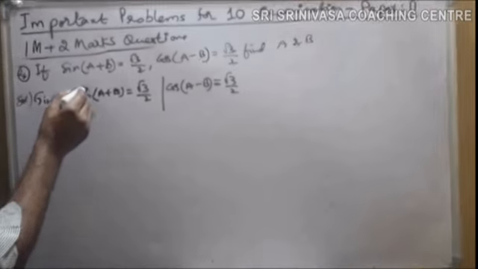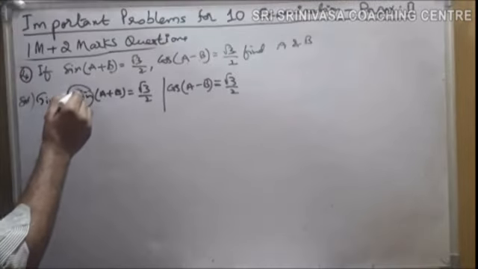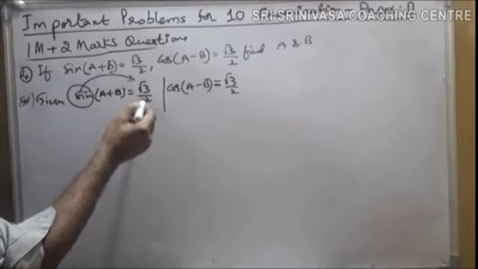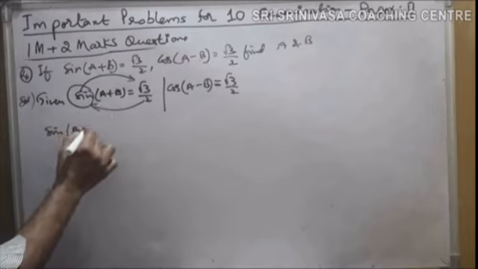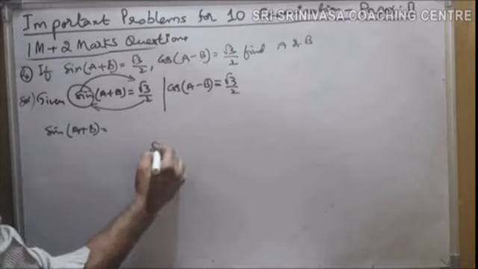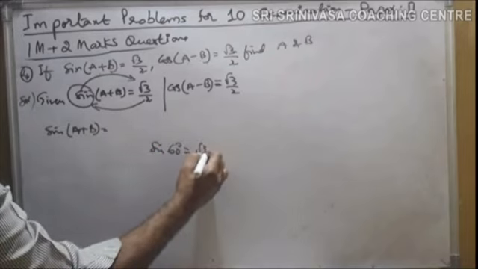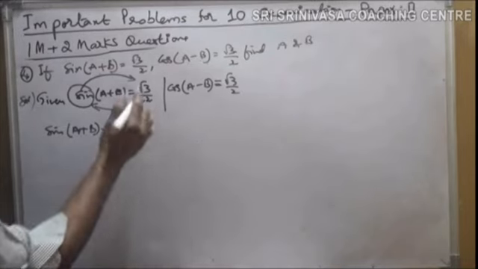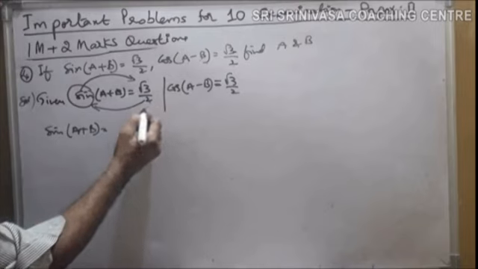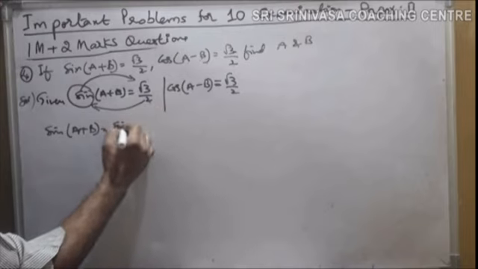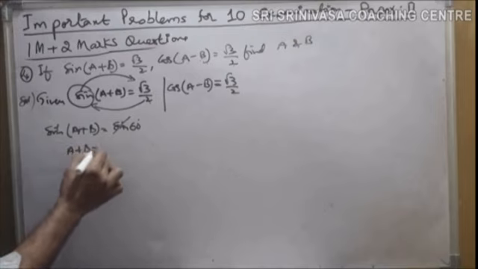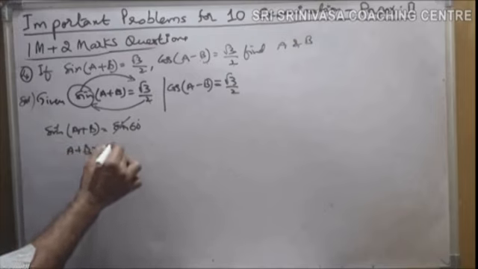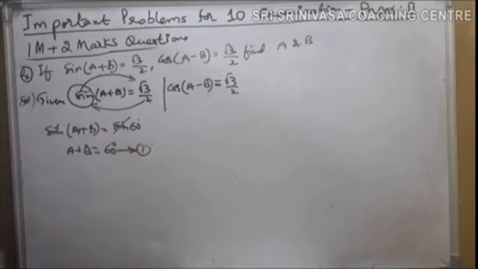Now here my trigonometric ratio is sine. So let me express root 3 by 2 in terms of sine. So I can say sine of a plus b equal to, sine 60 degrees is root 3 by 2. So in the place of root 3 by 2 I can take sine 60. So sines will get cancelled. A plus b equal to 60 degrees. Let me take this as equation 1.